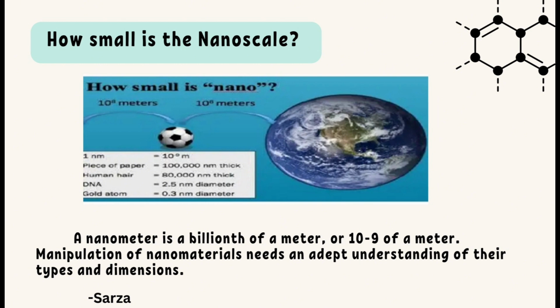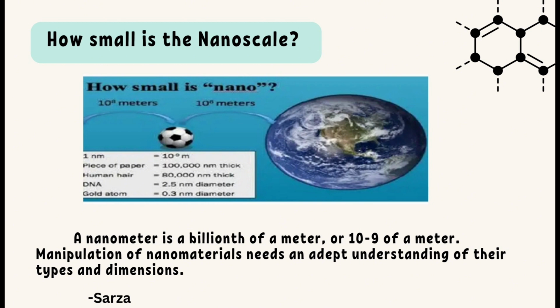So in 1 inch, there are already 25,400,000 nanometers. As you can see on your screen right now, a piece of paper is equivalent to 100,000 nanometers thick, and a human hair is 80,000 nanometers wide or thick. DNA is 2.5 nanometers in diameter, and a gold atom is 0.3 of a nanometer in diameter. As you observe based on the given examples, the nanometer is very small.